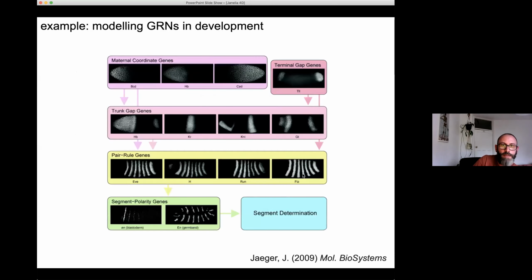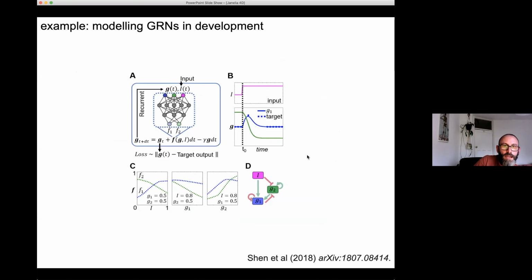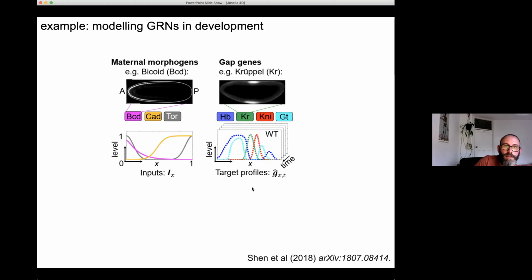And I will very quickly mention that this type of approach is being used, for example, in studying development. So this is an example of the Drosophila embryo development. And the authors of this paper, which is on the arXiv, used a weakly structured model, but essentially with something like a neural network structure inside it to infer effective coupling and dynamics between different genes involved in development. So these maternal morphogens, which then set down patterns that these other so-called gap genes then set up these periodic patterns that determine segment development in the Drosophila.